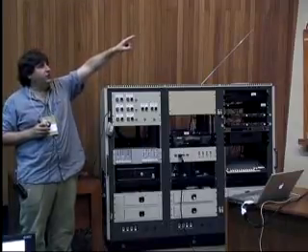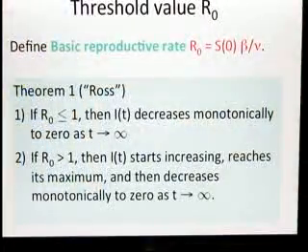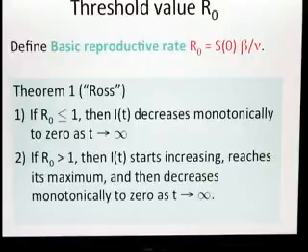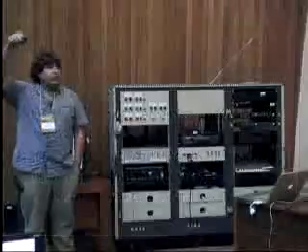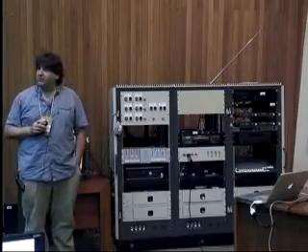You can let R be time dependent and define R of t to be S of t beta over nu. That makes sense. Actually, that makes a lot of sense, but when people talk about R naught, it's at time 0. So the big theorem is that R naught is a threshold. If R naught is less than or equal to 1, then the infection decreases monotonically to 0. And if R naught is bigger than 1, then you have an epidemic. So the number of infected starts increasing, but we know that it reaches a maximum, and then it decreases to 0 monotonically.